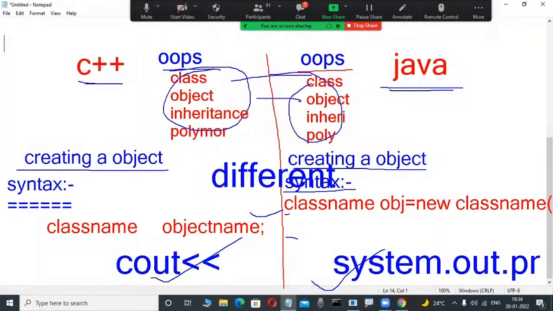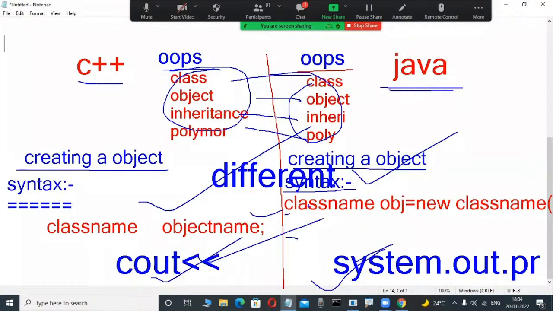What is a class? What is an object? What is inheritance? What is polymorphism? Same. But syntactically totally different. Why? Because those are two different languages, two different products from totally different companies. That's why the functions are different, and the syntax is also different.